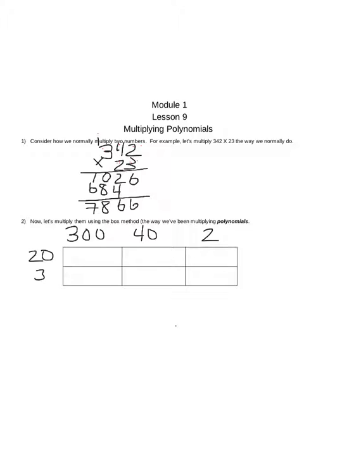So when I do that, I am going to take 20 times 300. That is 6,000. I'm going to take 20 times 40, which is 800. And I'm going to take 20 times 2, which is 40. I'm also going to take 3 times 300, which is 900. I'm going to take 3 times 40, which is 120. And I'm going to take 3 times 2, which is 6.